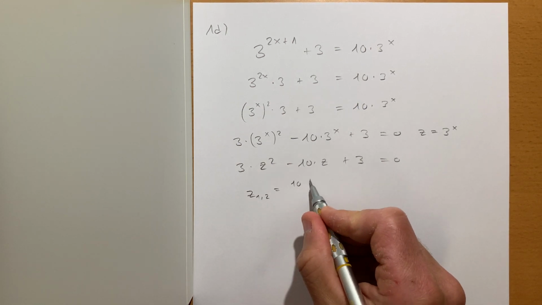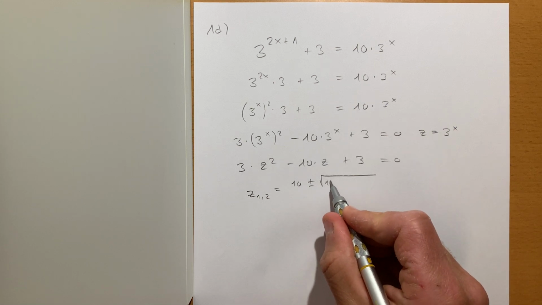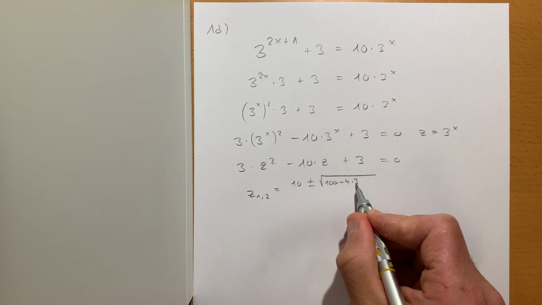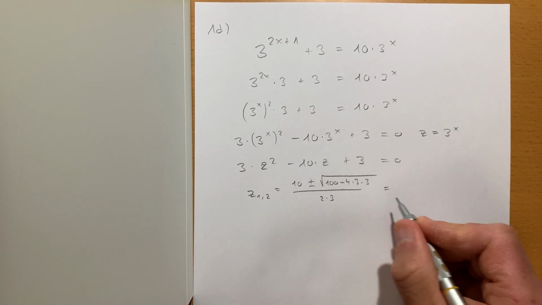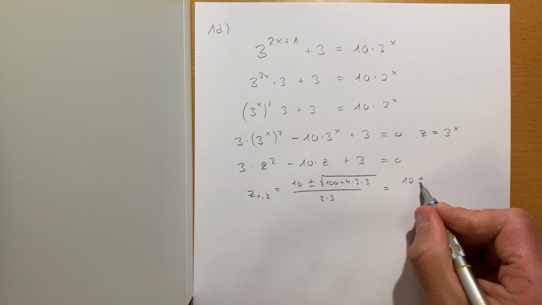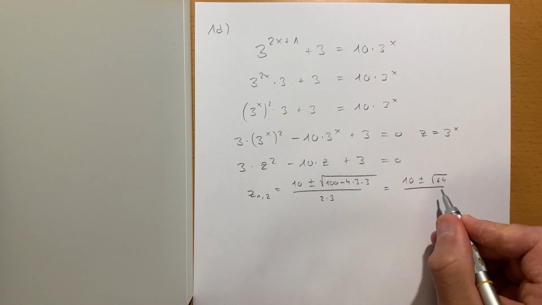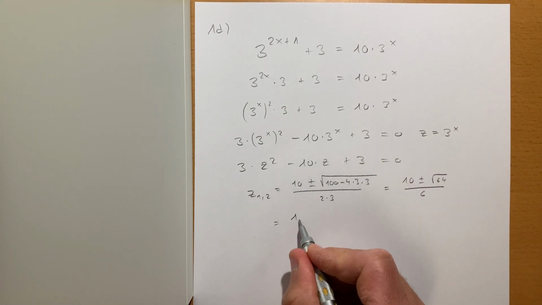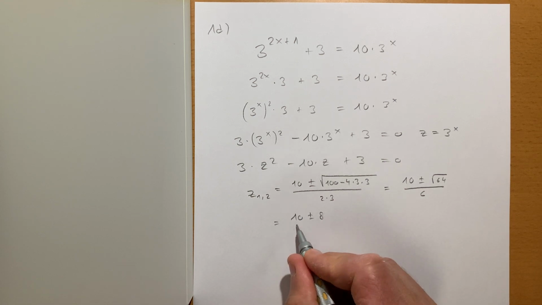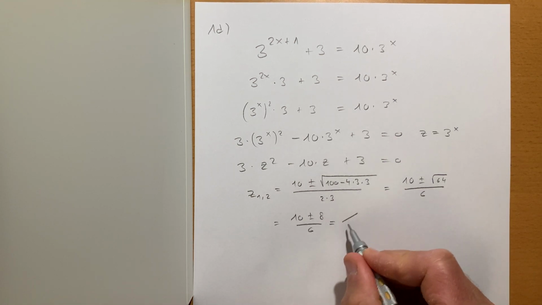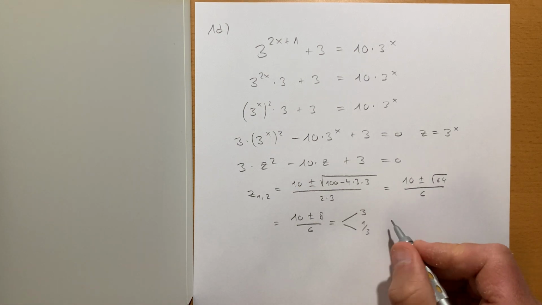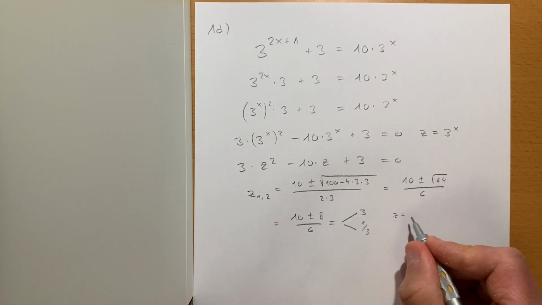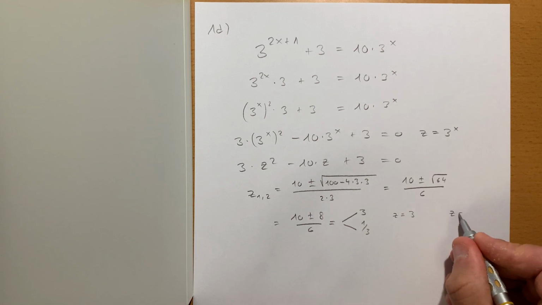This is 10 plus minus the square root of 100 minus 4 times 3 times 3, over 2 times 3. So this is 10 plus minus the square root of 64, over 6. This is now 10 plus minus 8 over 6. So 18 divided by 6 is 3, and 2 divided by 6 is 1/3. So z is 3, or z is 1/3.